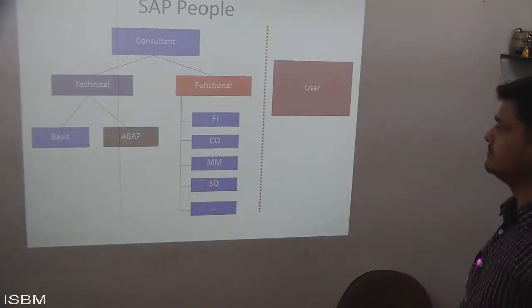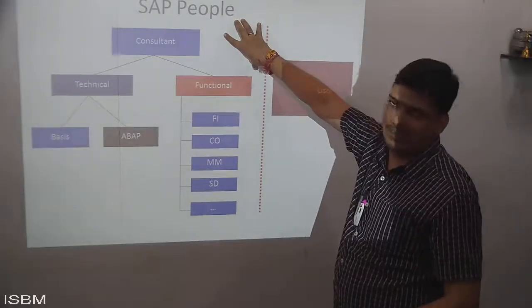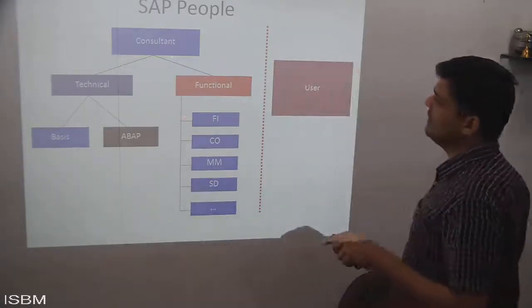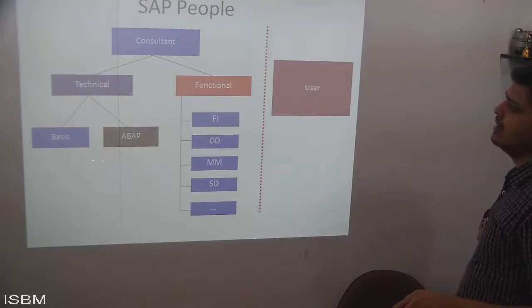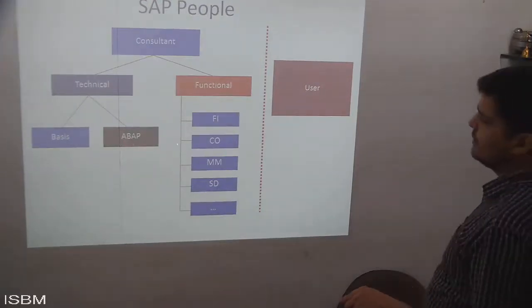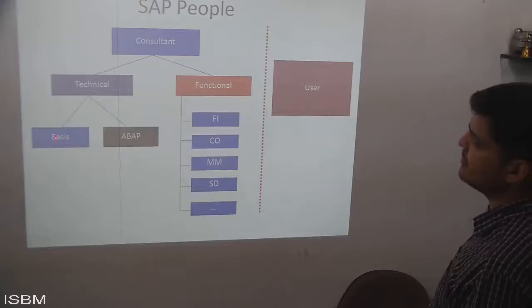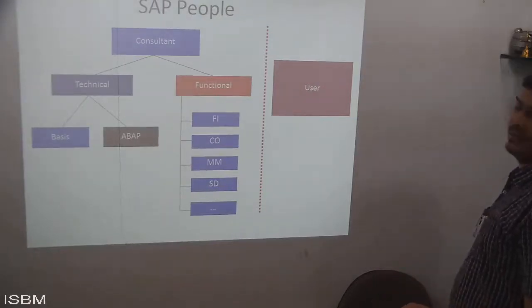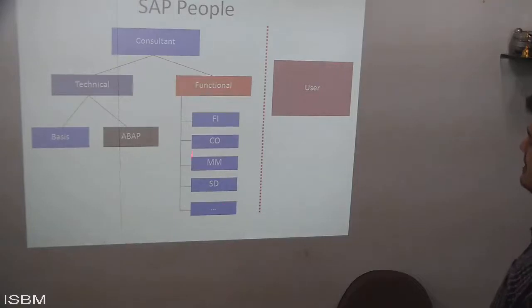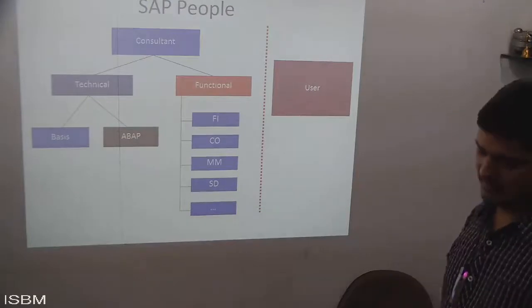The SAP people: what exactly do we call them? At the top, we call them consultants. The top people we call consultants. In consultants, there are two parts: technical consultant and functional consultant. Who is a technical consultant? Those who take care of ABAP, which we are going to learn, the programming part, and Basis, the networking part. So technical consultants take care of Basis and ABAP, and functional consultants take care of FI, CO, MM, SD, and other technology. These are called functional consultants, and these are called technical consultants. And here we have the user. User in the sense, users of Hindustan Unilever, Pfizer, and all these.